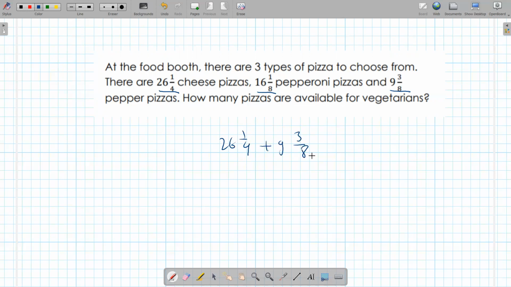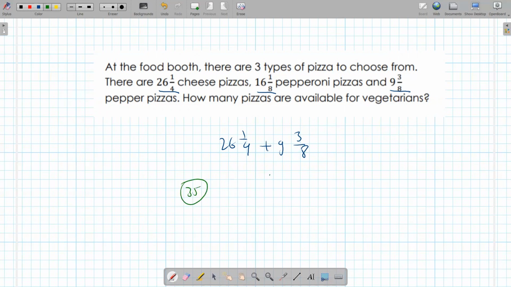Now this one, there's no point expanding this into improper fractions, okay? Because the numbers are going to be too big. 9 times 8 is 72. 26 times 4 is 96, I think. So we're going to just add 26 with 9. That's 35, yeah?